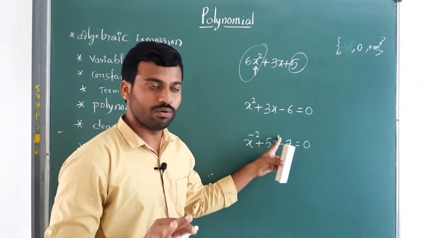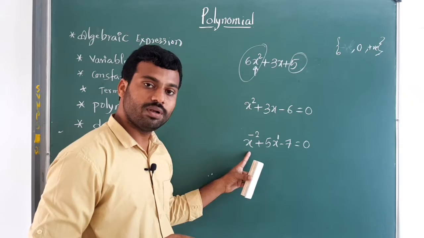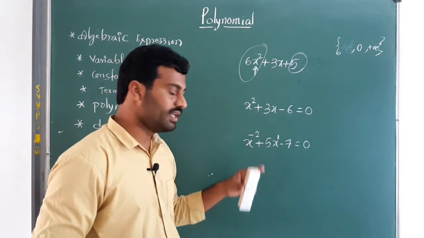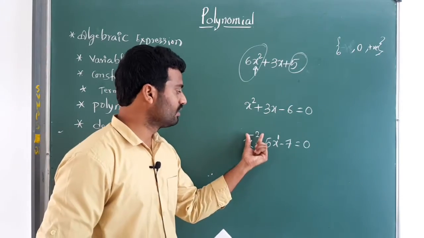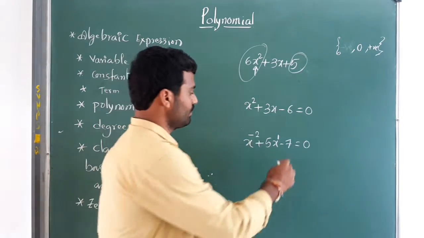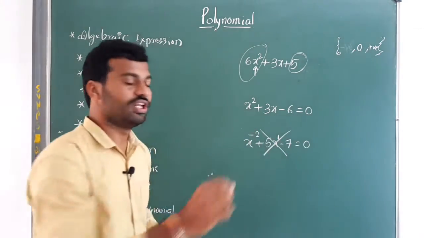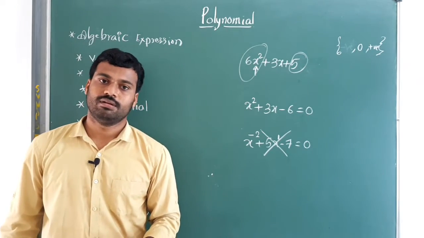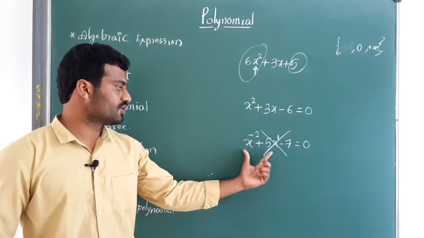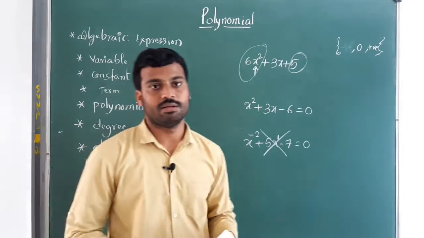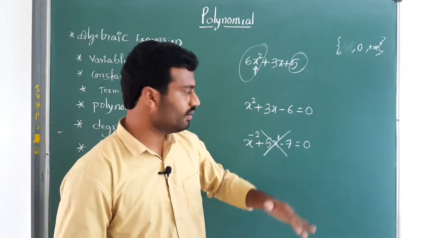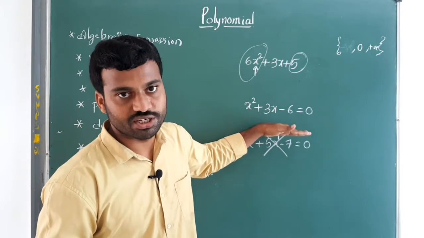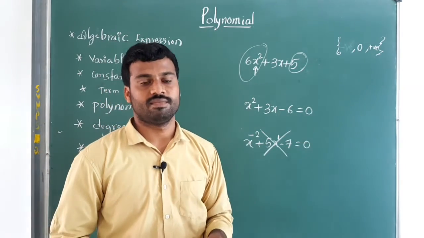Non-negative. But when we come to this one, the power of this variable is what? Negative. Minus 2. The power is negative. That's why it's not a polynomial. Clear or not? So this one is not a polynomial. The power should be non-negative integral power. Then only we can say the algebraic expression is a polynomial.